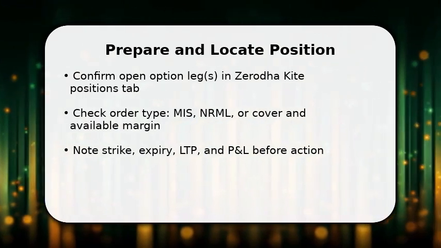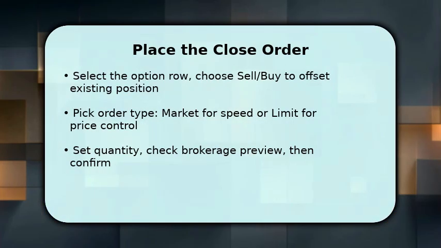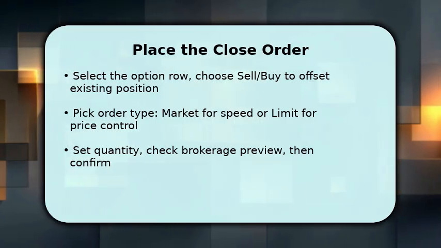Next, tap the contract and choose the opposite action. Sell if you're long, buy if you're short. This offsets the position. Then decide order type.